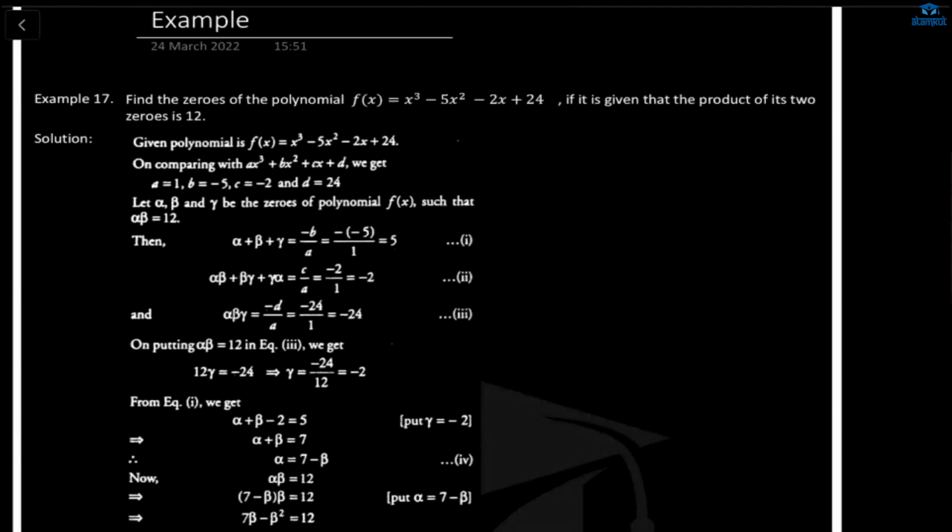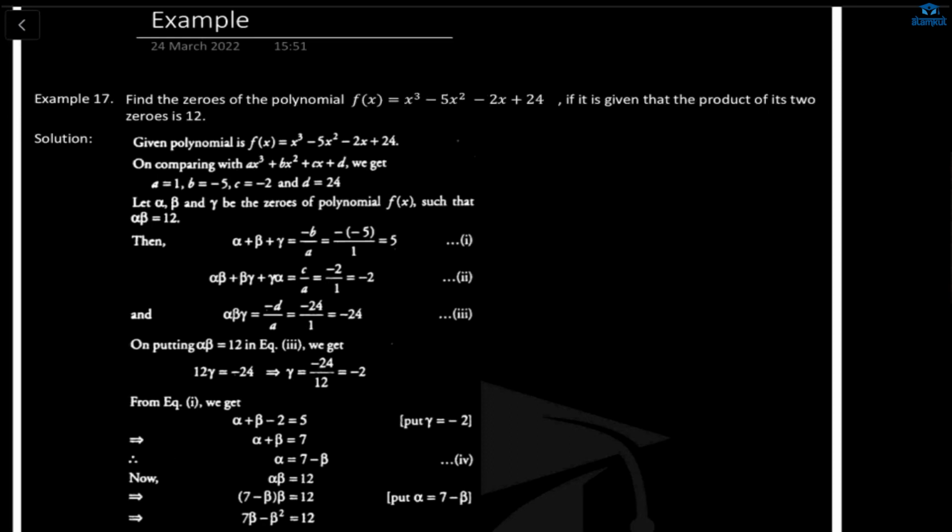Find the zeros of the polynomial f(x) equals x cubed minus 5x squared minus 2x plus 24. So the polynomial here is a cubic polynomial. If it is given that the product of its 2 zeros is 12. Now here, the zeros of the polynomial are not given. You have to find the zeros of the polynomial.